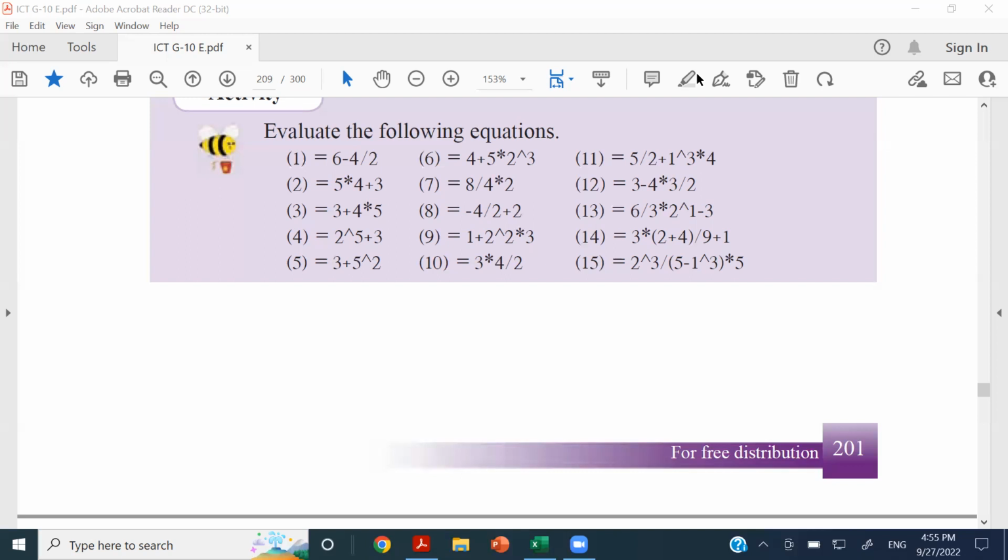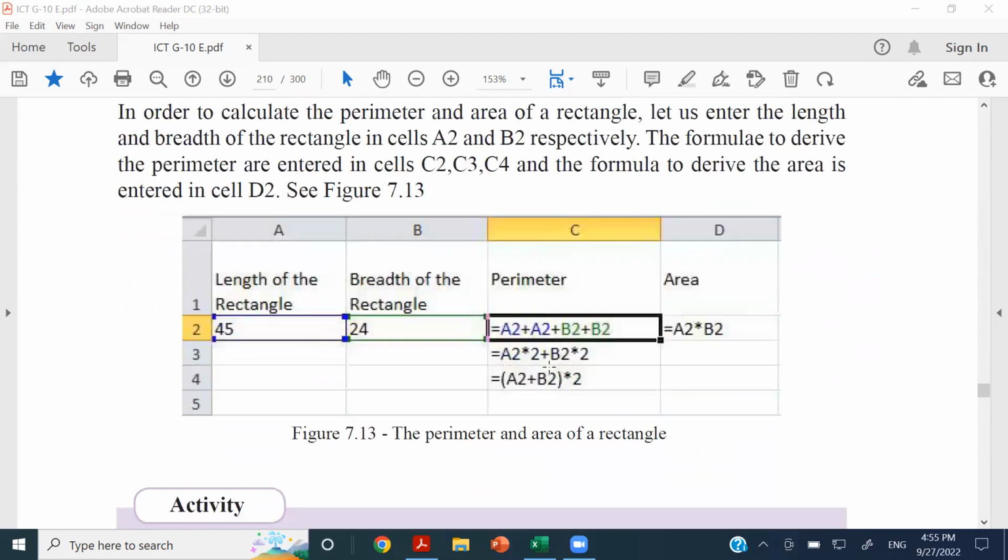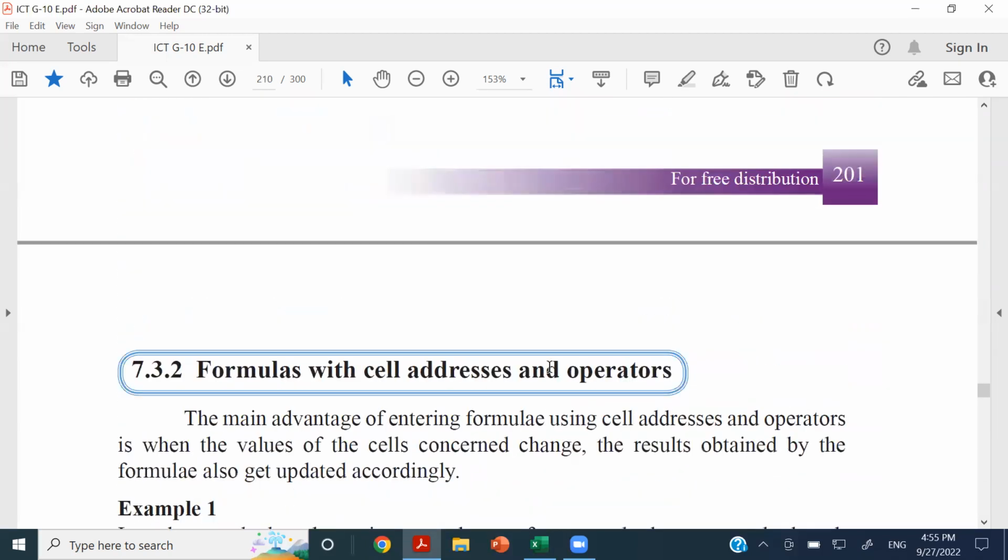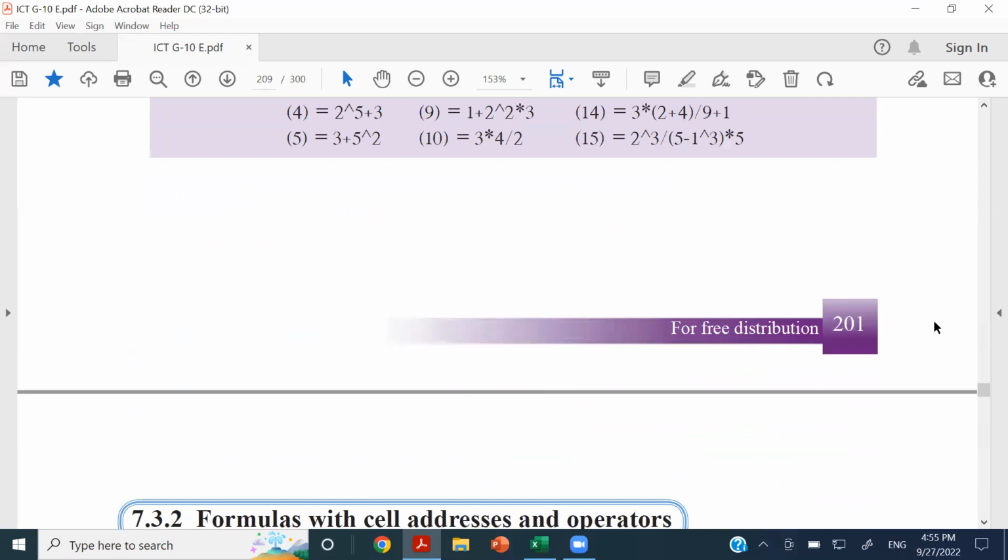Right. Since it is 4:55, I'm going to end the session from here. By next week, we are going to talk about the formulas with the help of the cell addresses. Before that, we have to finish this up, right? So send me the answers. Send me a WhatsApp message, and I will respond to those.